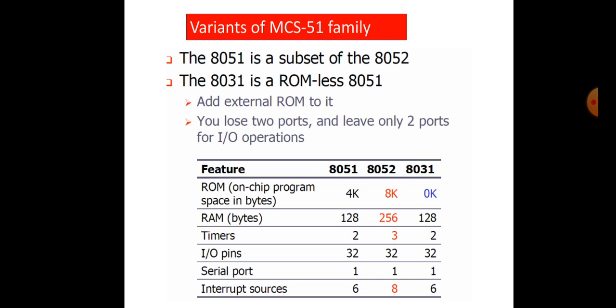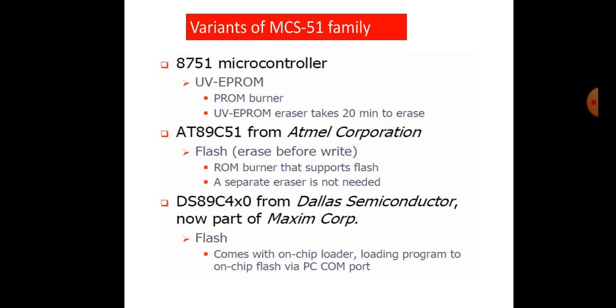The number of IO pins available in 8051 is 32. Either you can take it as 32 IO pins, or as 4 IO ports which consist of 8 pins each. So 32 IO pins in 8051, 8052, as well as 8031. In case of 8051, we have 1 serial port. 8052 consists of 1 serial port, and 8031 consists of 1 serial port. The number of interrupt sources available in 8051 is 6. 8052 consists of 8 interrupt sources, and 8031 consists of 6 interrupt sources.